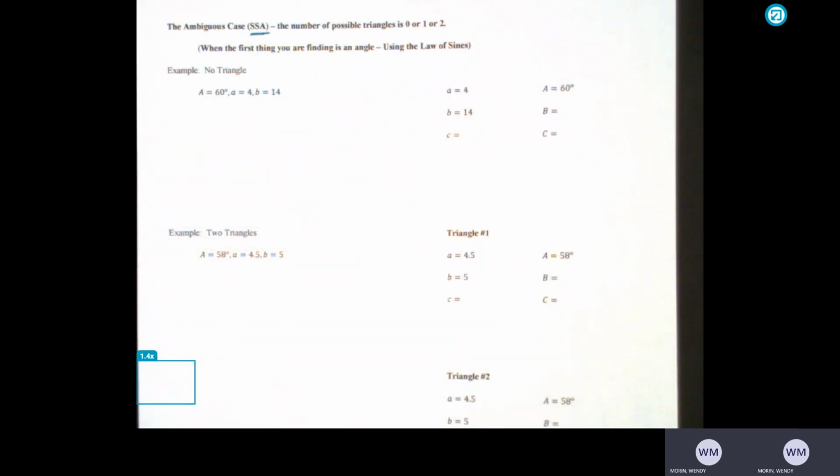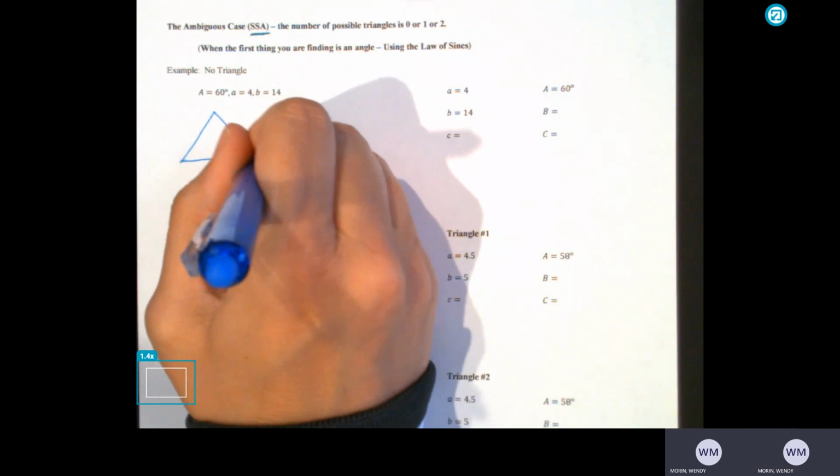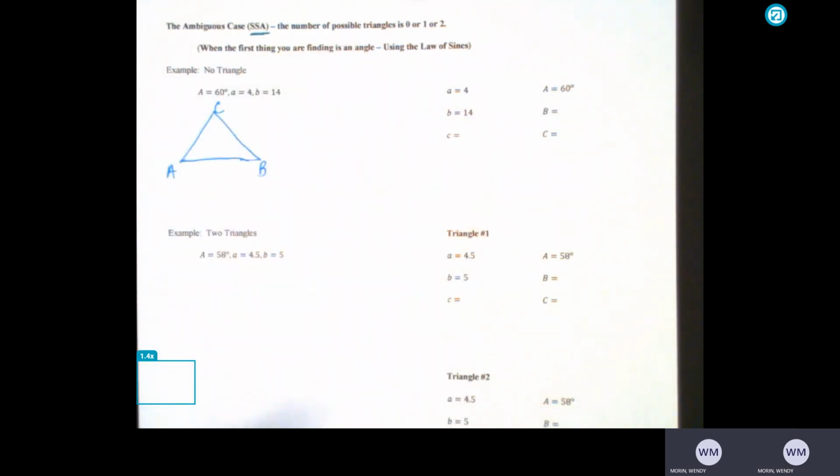So the first thing I recommend, obviously, is to draw a picture, like I always do. And again, it doesn't have to be anything perfect. It's just some generic triangle. That's not a right triangle. Just keep that in mind. So let's draw some generic triangle here. Angle A, angle B, and angle C. Even if it looks equilateral, it really doesn't make a difference.